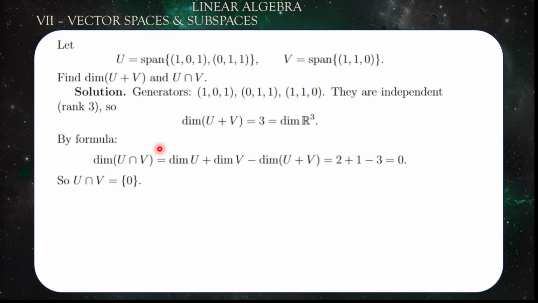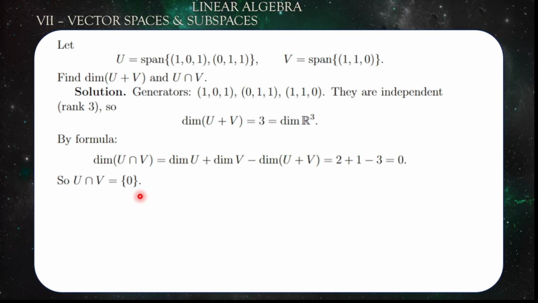Now, the dimension of U intersection V is equal to dim U plus dim V minus the dimension of U plus V, based on the formula. That is the dimension of U, which is 2, plus the dimension of V, which is 1, minus the dimension of U plus V, which is 3. So 3 minus 3 is equal to 0.